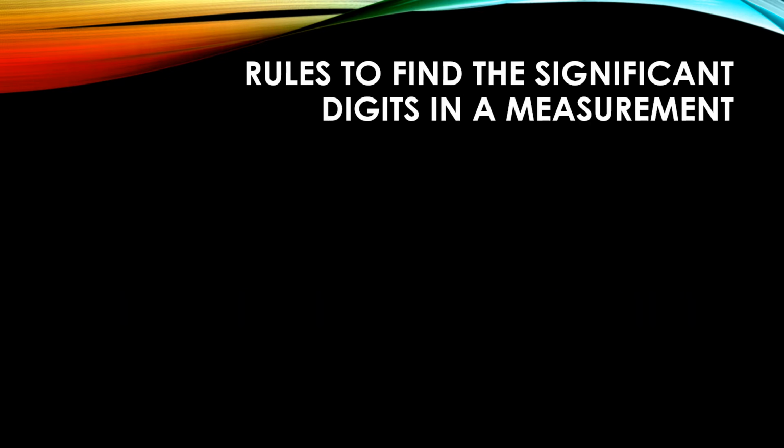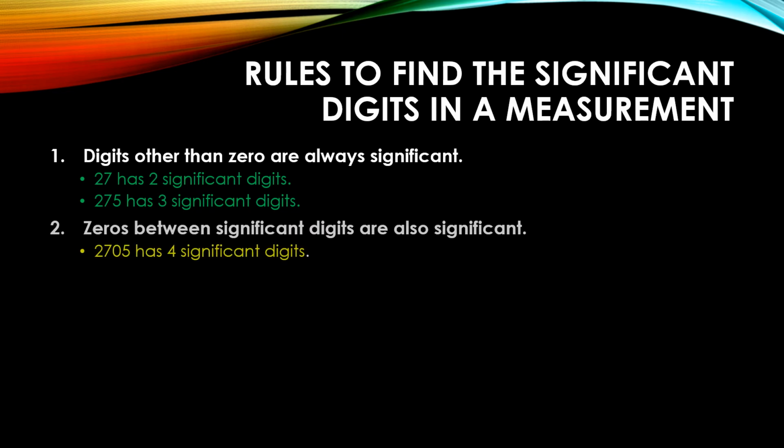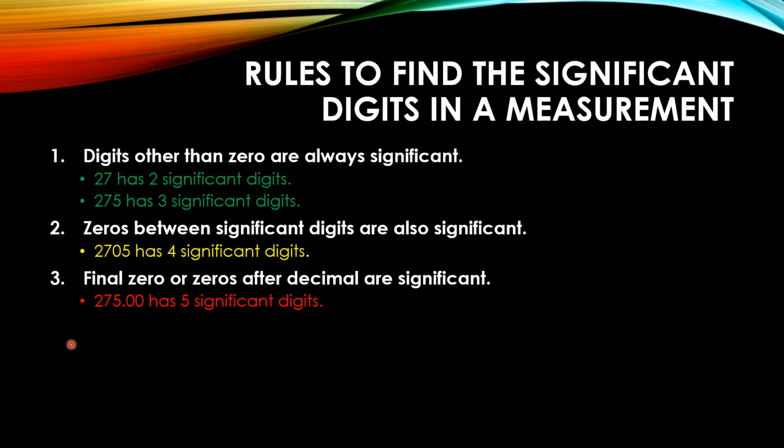Now I am going to explain the rules to find the significant digits in a measurement with the help of examples. Rule number 1 is digits other than 0 are always significant. For example, 27 has 2 significant digits and 275 has 3 significant digits. Rule number 2 is zeros between significant digits are also significant. For example, 2705 has 4 significant figures, and you can see that there is a zero between the digits. Rule number 3 is final zero or zeros after the decimal are significant. In the example, 275.00 has 5 significant digits. As you can see, there are 2 zeros after the decimal.